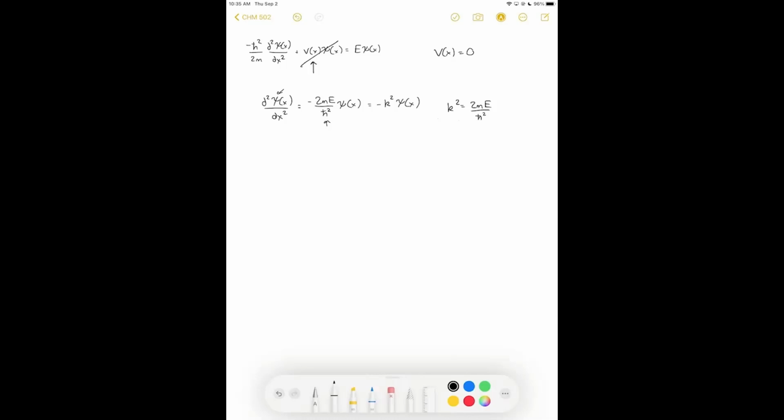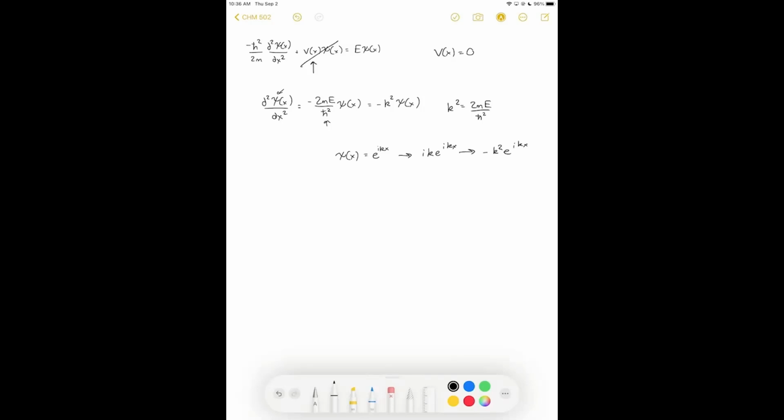And then we can set this in and say, well, the solution to this equation is equal to e to the ikx. And if we were to take a derivative of this, one derivative would give us ik e to the ikx, and then a second derivative would give us negative k squared e to the ikx, which is exactly what we need to see.